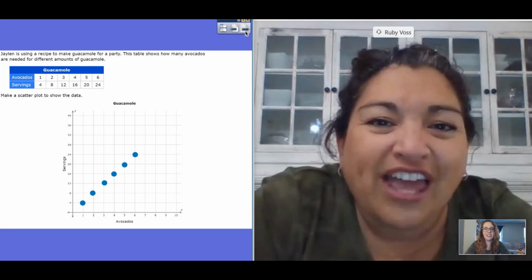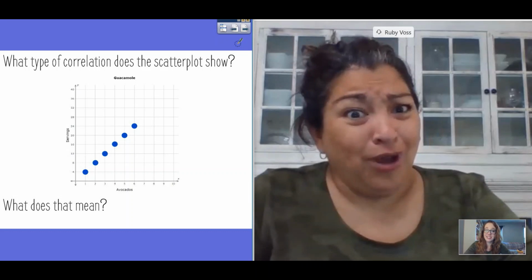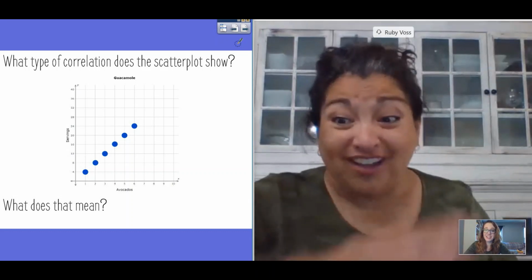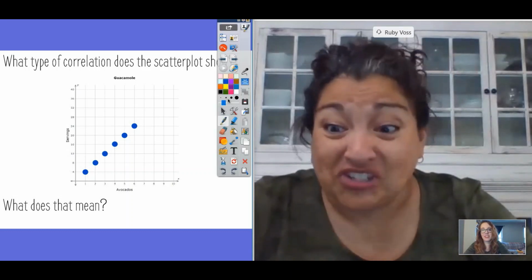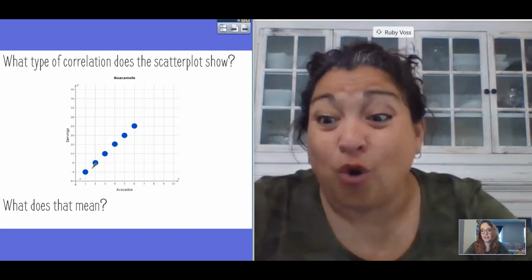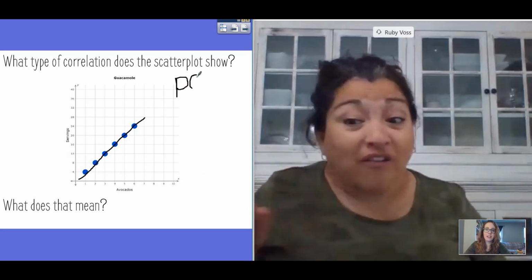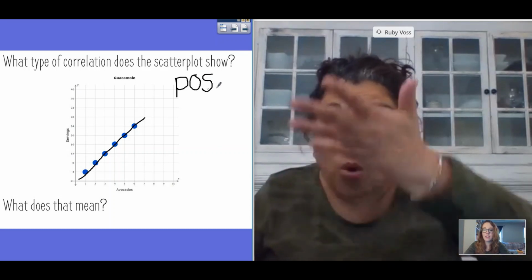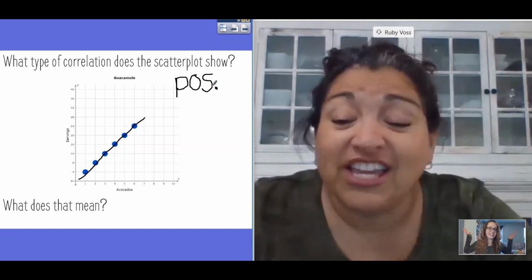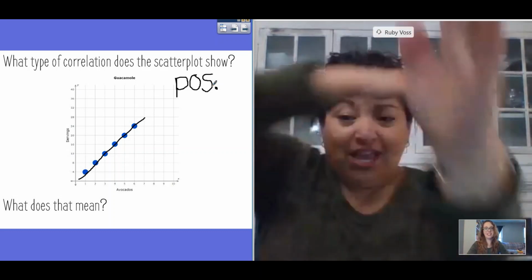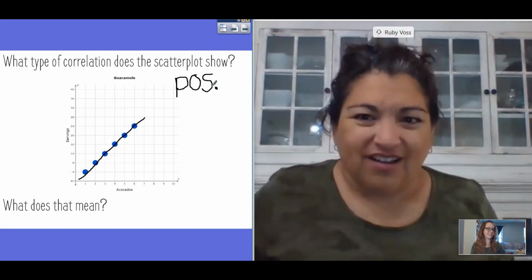So when we plot all that data, what does it look like? Oh my gosh. I don't know about you, but that looks like the most perfect, positive line that I've ever seen. Oh yeah, that one is pretty. Correlation. It's beautiful. So that means the more avocados we have, the more guacamole we have. Correct? Yep. That is a perfectly positive correlation. Beautiful.